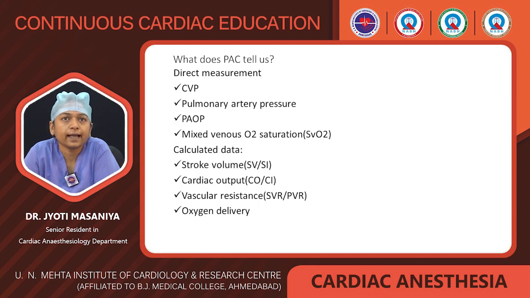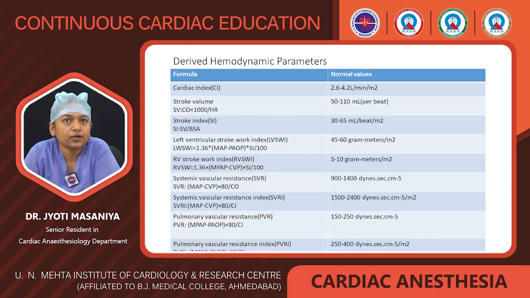Now, what does the PA catheter tell us? The direct measurements we can do from the PA catheter are CVP, pulmonary artery pressure, pulmonary artery occlusion pressure, and mixed venous oxygen saturation. And we can calculate data like stroke volume, cardiac output, systemic and pulmonary vascular resistance, and oxygen delivery. This table shows the derived hemodynamic parameters like cardiac index, stroke volume, stroke index, LV stroke work index, SVR, PVR. By these parameters we can rule out the underlying cause of hemodynamic instability.